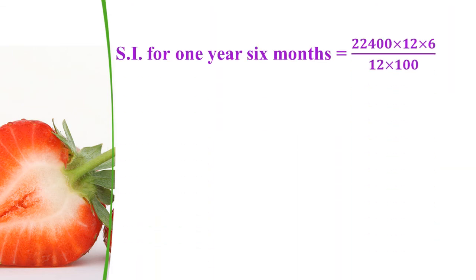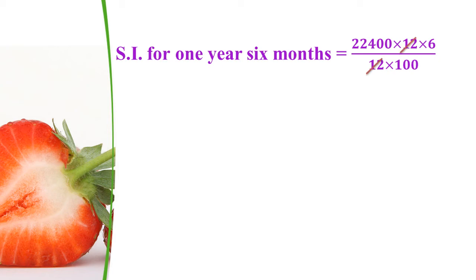Let's find simple interest for 1 year 6 months. Time should be expressed in years. If it is given in days, weeks or months, first we should convert it into years. Here 6 months. So we should convert month into year. So 6 by 12. Simple interest for 1 year 6 months equal 22,400 into 12 into 6 by 12 into 100.